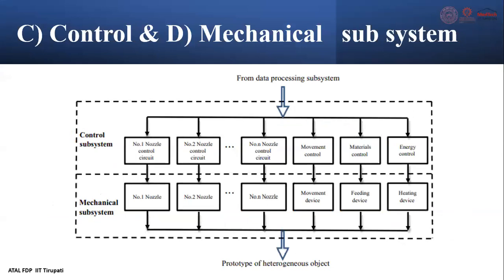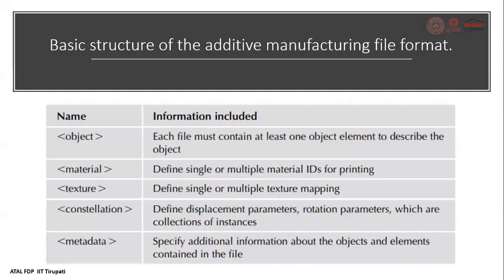When we talk about the control and mechanical subsystems, the control system will have the nozzle, and the mechanical system handles exiting through this nozzle. These are all the challenges, and till now the additive manufacturing formats we use don't have color as one of the objectives.